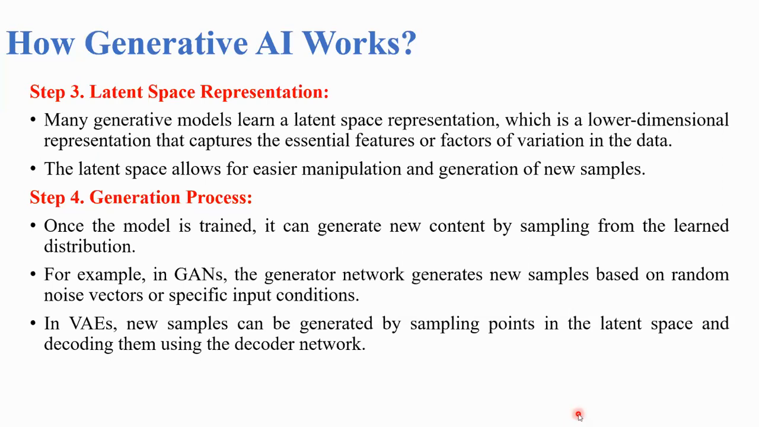So in the GAN we have two places here. One is with the help of GAN. The generator network generates a new sample. How will this be generated? Based on random noise. And sometimes you can give some specific inputs. You don't want to recreate the entire image, only this portion you can read and generate. The boundaries can be similar.